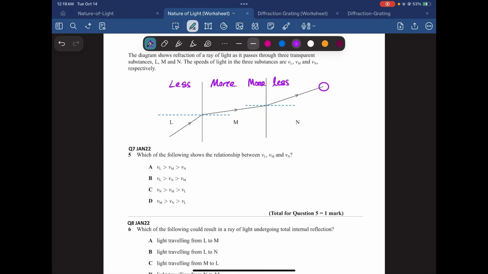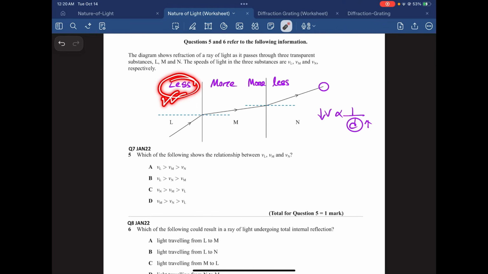All right, so we know the speed of light is inversely proportional to the density. As the density increases, the speed decreases. So here the density is less, that's why the speed is more. But here the density is more, that's why the speed will be very less in this position. And here the density is less, that's why the speed is more right here.